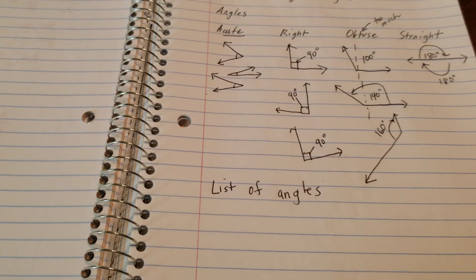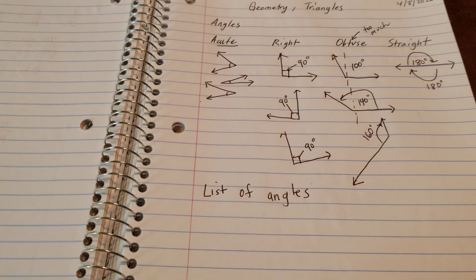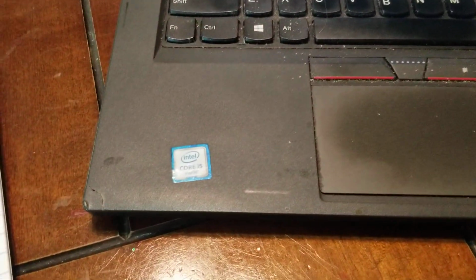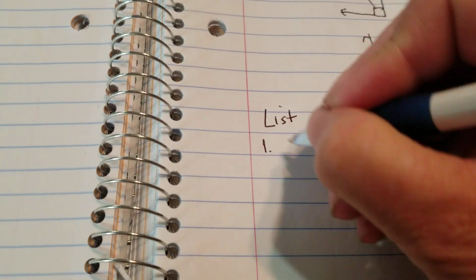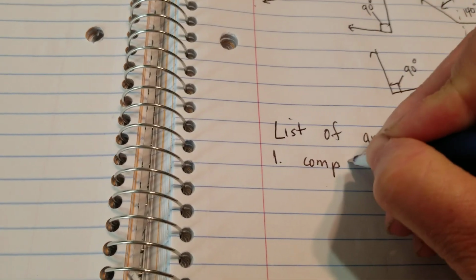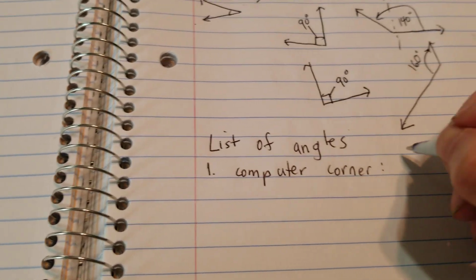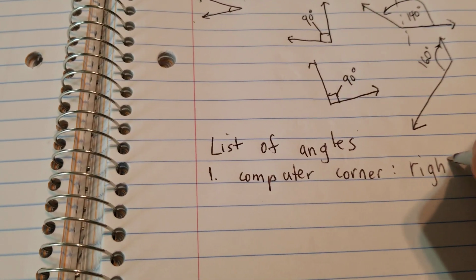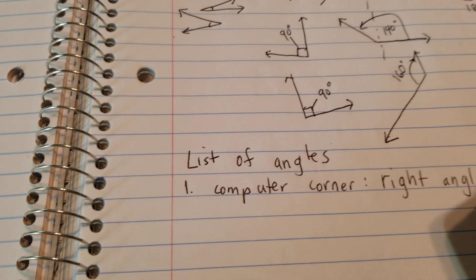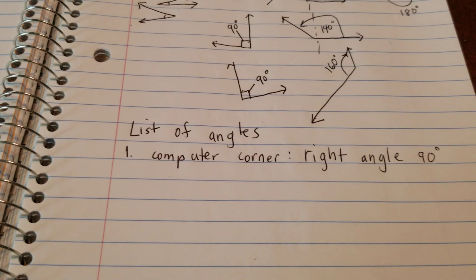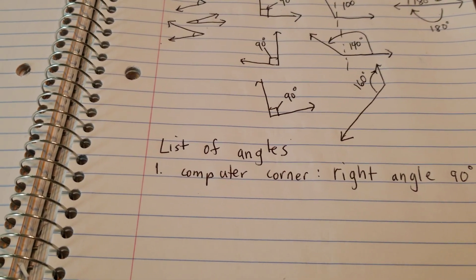So for example, and again, I'm sorry for my handwriting, I'm trying to film at the same time, but let's say I wanted to talk about my computer corner here. I could write down number 1, my computer corner, and I could say that this was a right angle, and I would say that that is 90 degrees. But what if I found a different type of angle?